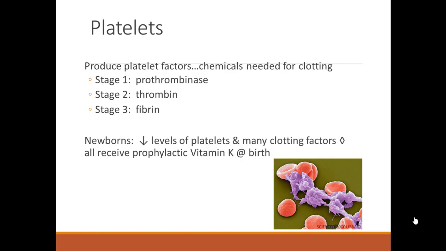The different platelet factors or chemicals needed for clotting are prothrombinase, thrombin, and fibrin. I don't think we're going to get into the whole stages, but the big thing is each stage has a different task that they do to stop the bleeding.